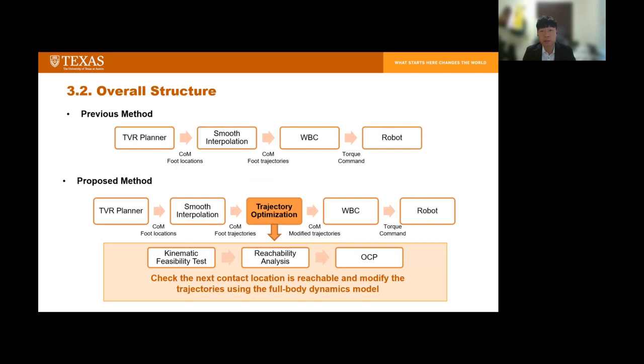In our previous work, we planned the center of mass trajectory and foot location using the TVR planner and generated swing foot trajectory using smooth interpolation like a B-spline or cubic spline. The trajectories of the center of mass and foot are controlled by the whole body controller, as shown in the upper flow chart. However, we propose an additional part of kinematic feasibility test, reachability analysis, and optimal control for better locomotion. By using the proposed trajectory generation process, we want to make sure of safe and stable locomotion.